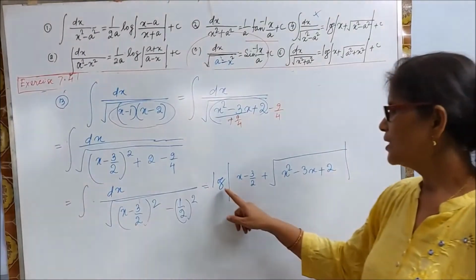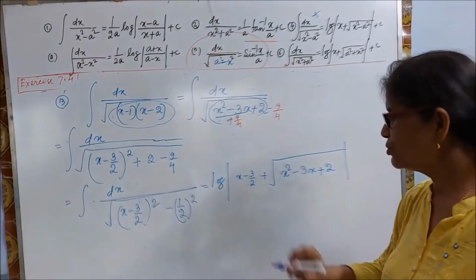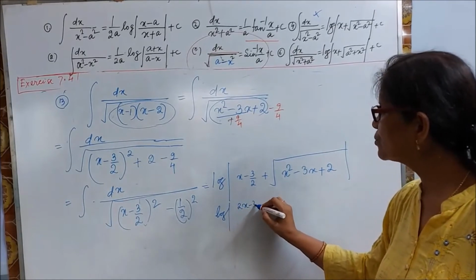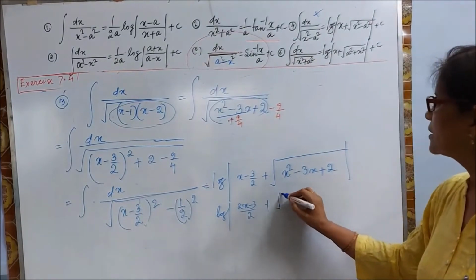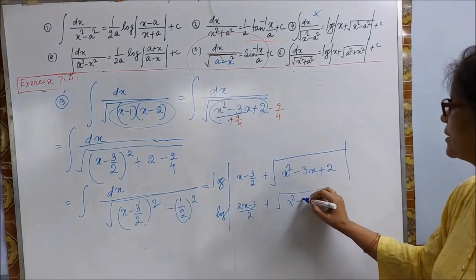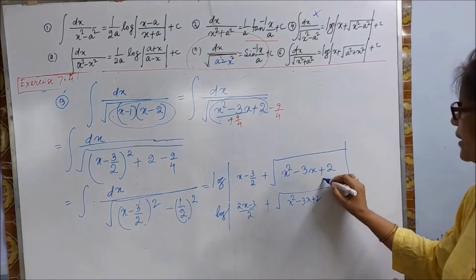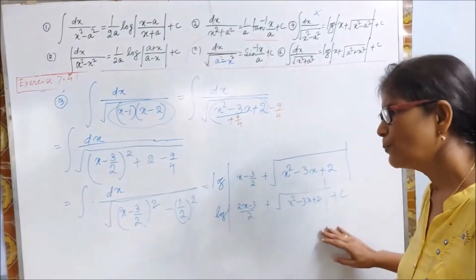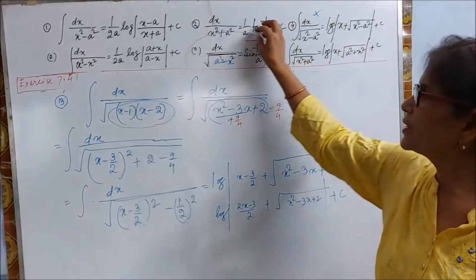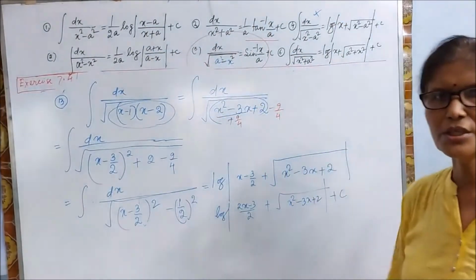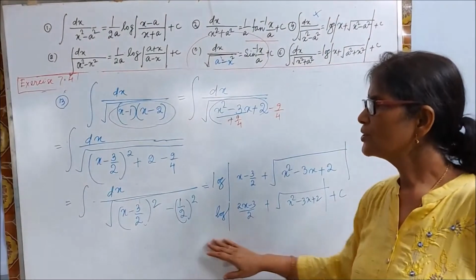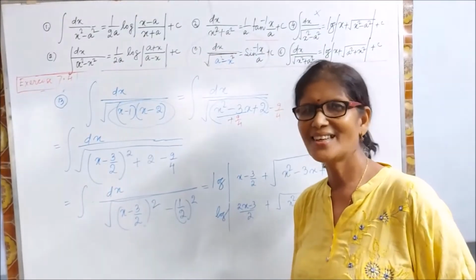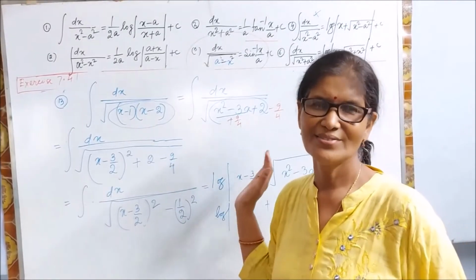So how much will it be? It will be log modulus of (2x minus 3 by 2 plus under root x square minus 3x plus 2). And why am I putting a modulus? Everybody knows log function is defined for only positive numbers. So everywhere, when there is a log, there is a modulus function. So this is your question number 13, and this is a tricky question. So copy it down.